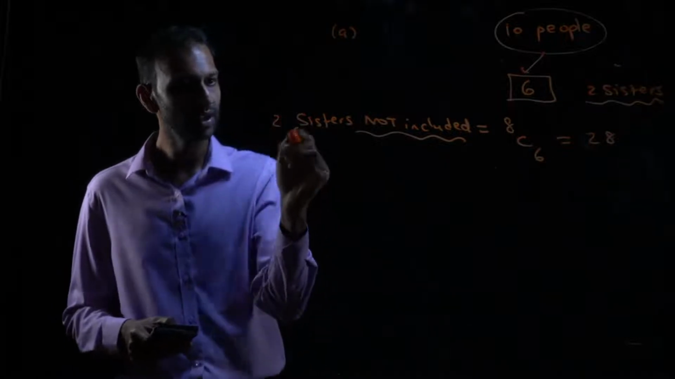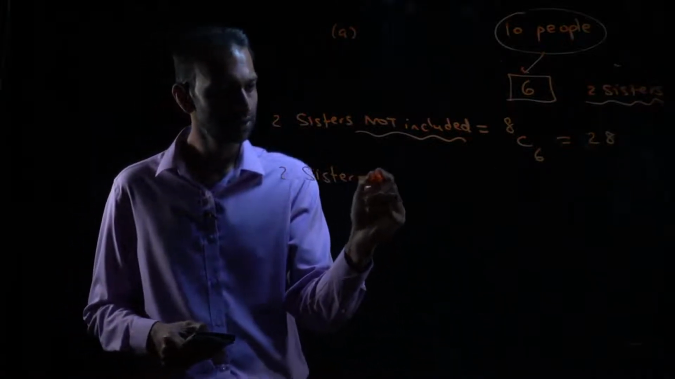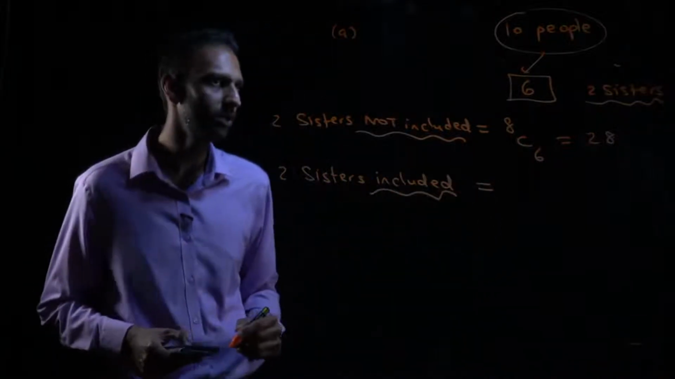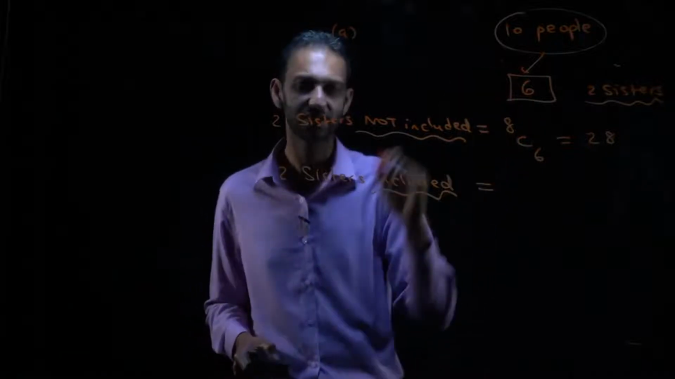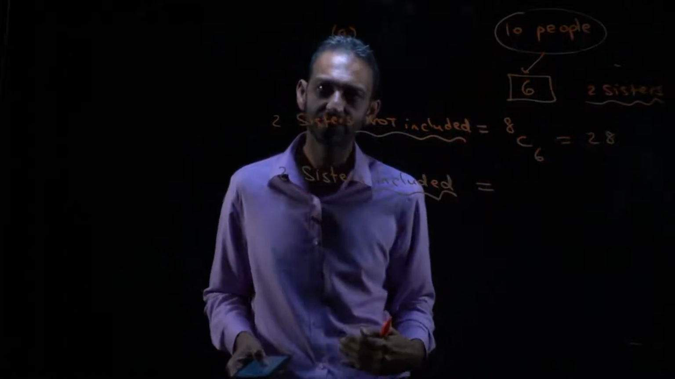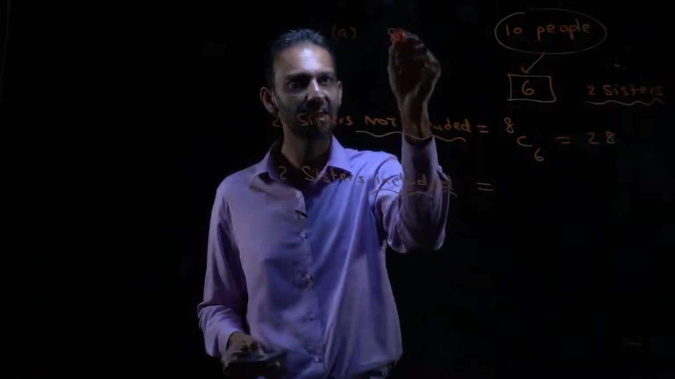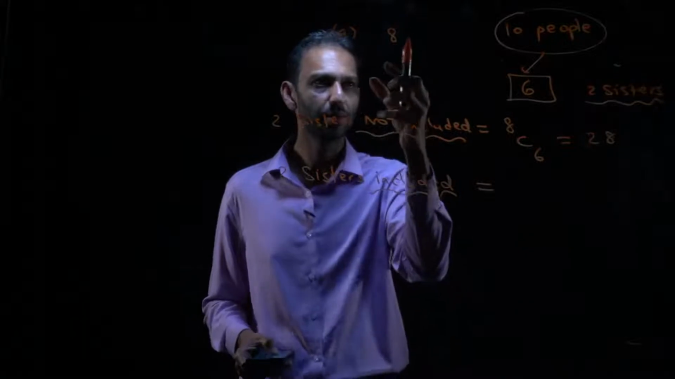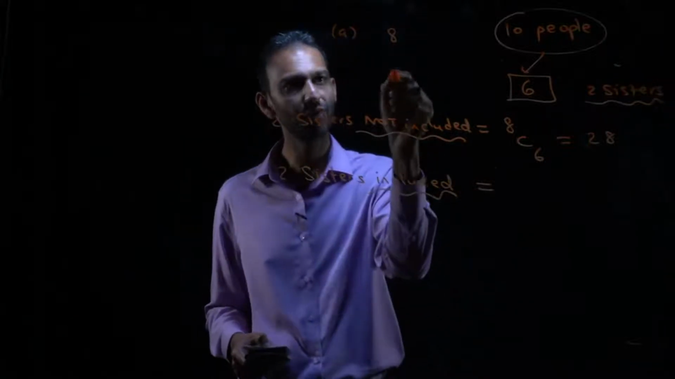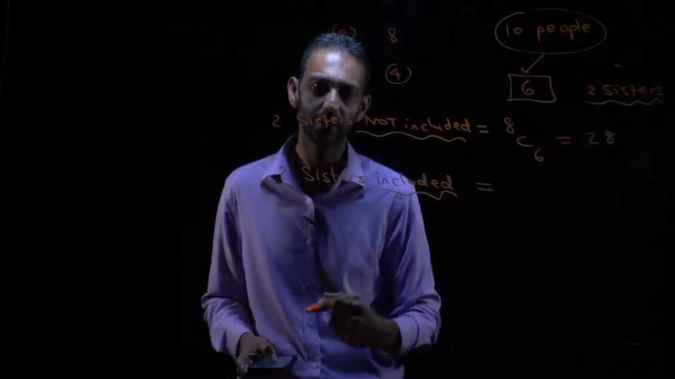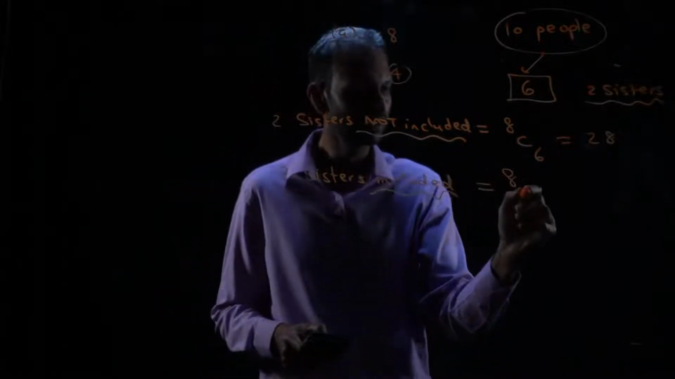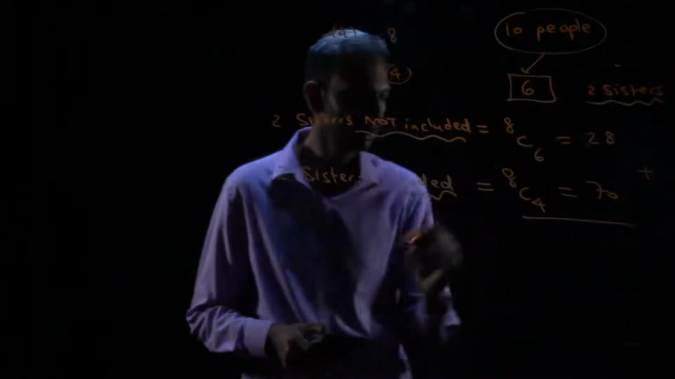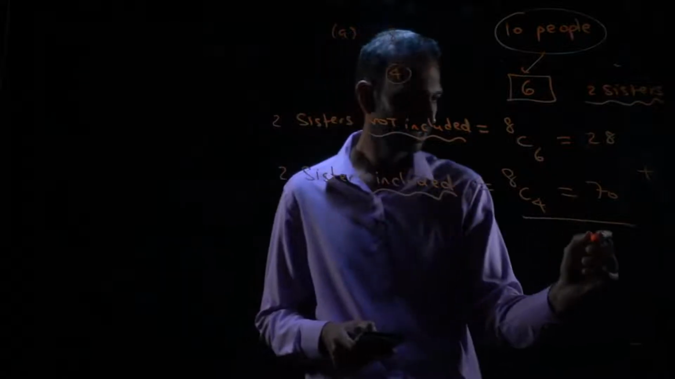Now, let's say we include the 2 sisters now. 2 sisters included. If the 2 sisters are included, which means they're already in the team of 6. So, if they're already in the team of 6, we are choosing from 8 people, because the 2 sisters are in the team, and from these 8 people, how many people should we choose? Only 4, because the 2 sisters are already included. So what happens? It is 8C4. 8C4 should give you 70, and if you add it, the number of teams that can be formed is 98 as final answer.